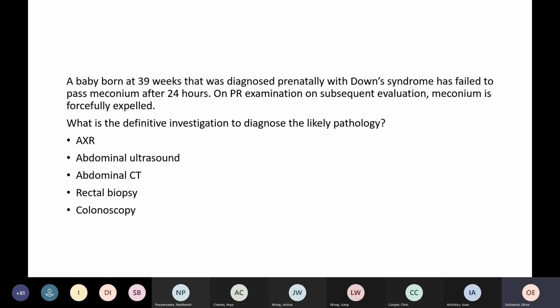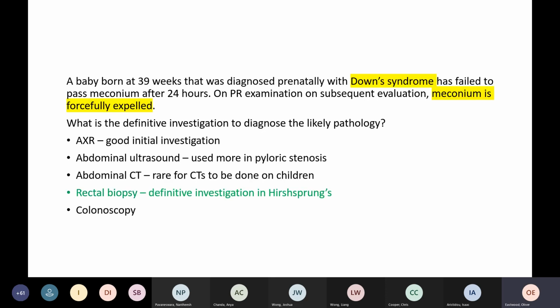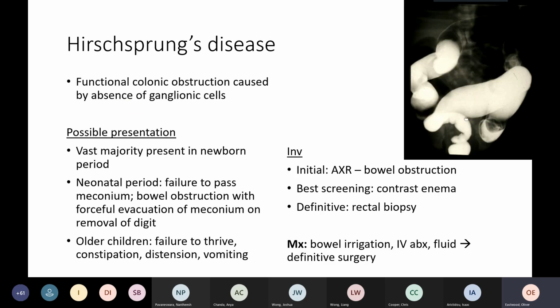Okay, lovely. So now we have Hirschsprung's. Again, we've got a presentation in the first few days of life, or the first 24 hours here. So you're thinking of a congenital issue, and you've got Down syndrome again. And what you have is a very typical sign for Hirschsprung's, which is meconium being forcefully expelled on removal of the digit in a DRE. That's a real giveaway that you're talking about Hirschsprung's, and we'll move on to talk about it a bit now.